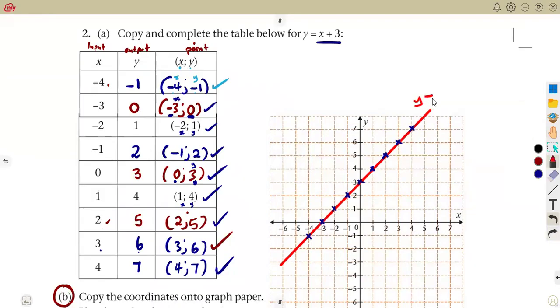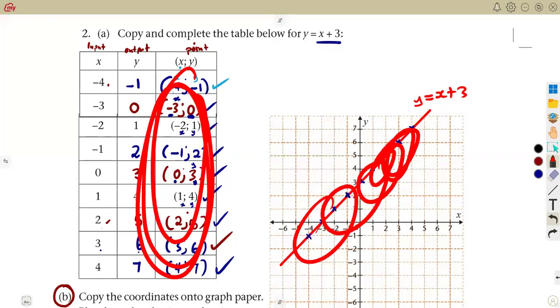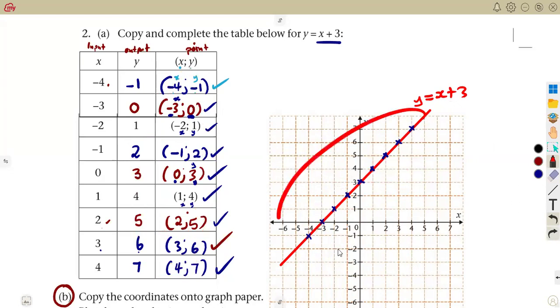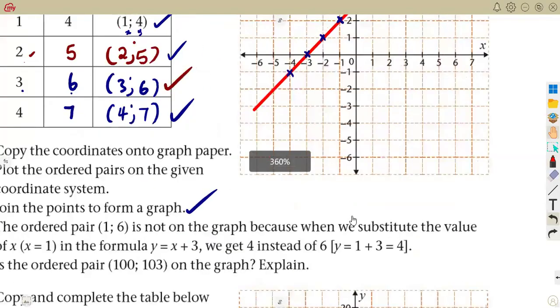A graph of what? Y is equal to x plus 3. Remember, the graph of y is equal to x plus 3 is the one that gave us these points, and these are the points that we marked here. So they are points for what? Y is equal to x plus 3. Meaning this graph, this line, is for y is equal to x plus 3. That's how we can see this. I want you to revise as many questions as you can, guys. Do your revisions as much as you can.